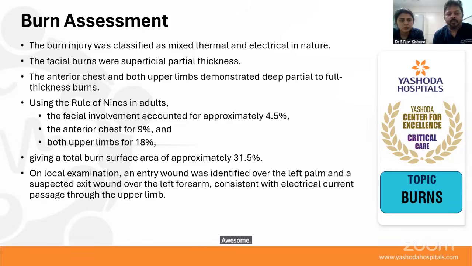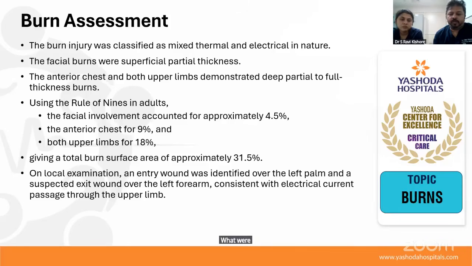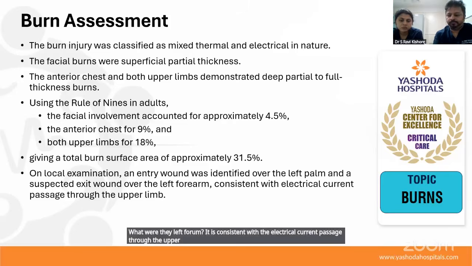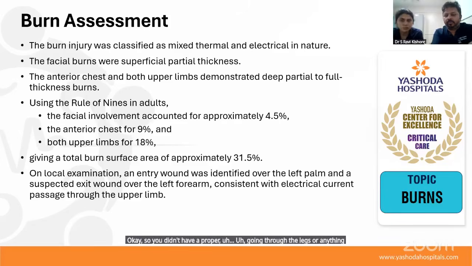So here the total burn surface area is approximately 31.5%. On local examination, the entry wound was identified at the left palm and the suspected exit wound over the left forearm. It is consistent with the electrical current passing through the upper limb. Okay, so he didn't have the current going through the legs or anything. No, sir. Yeah, lucky guy.